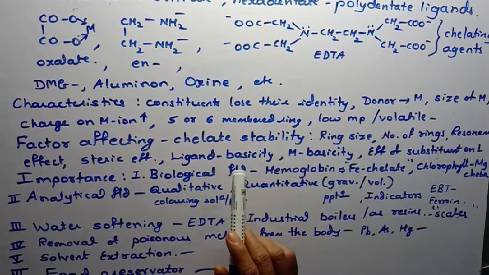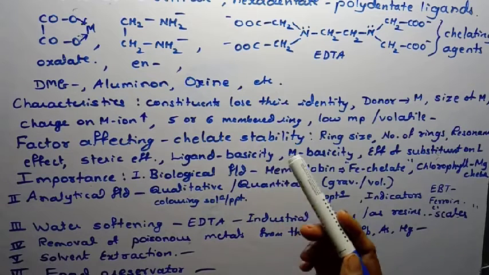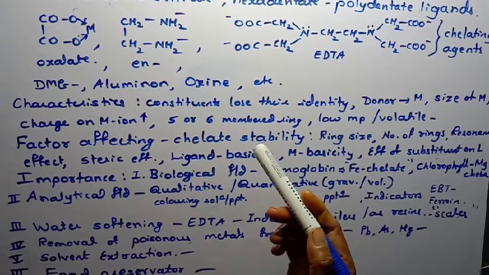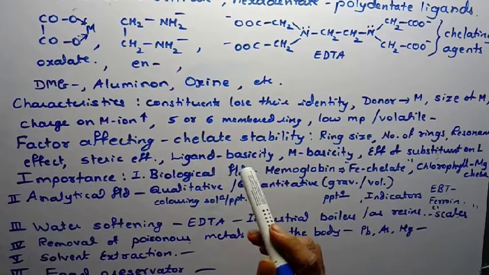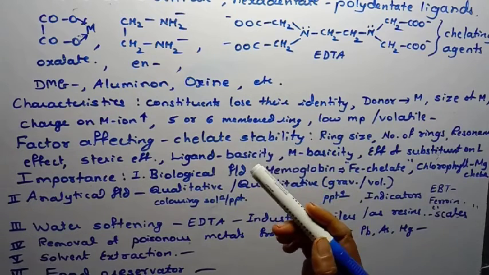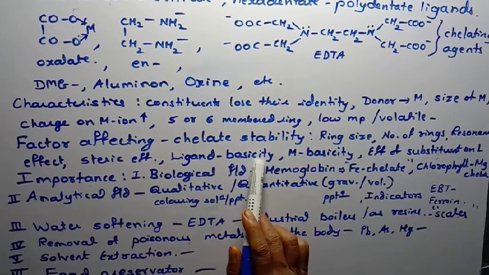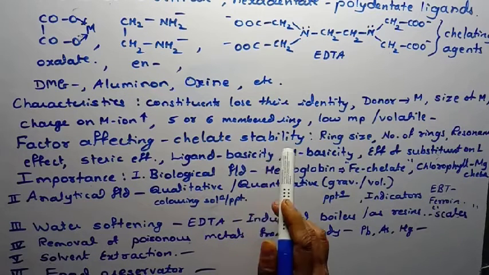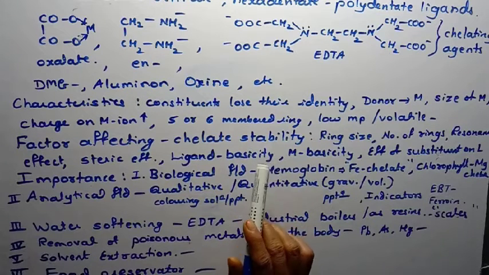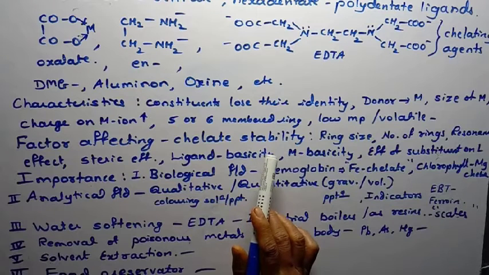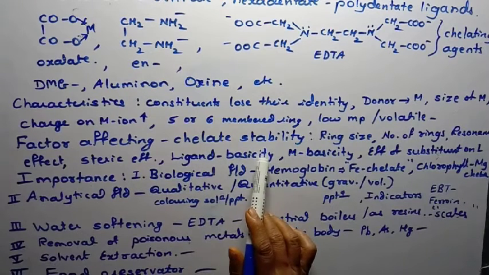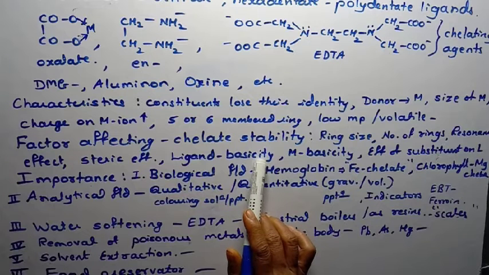If the ligand is more basic in nature, that means it is more eager, or has more tendency, to donate the pair of electrons, then it is said to have more basicity. So the greater the basicity, the stronger the bond, and the chelate will be more stable. Okay, so basicity increases the stability of the resulting complex.